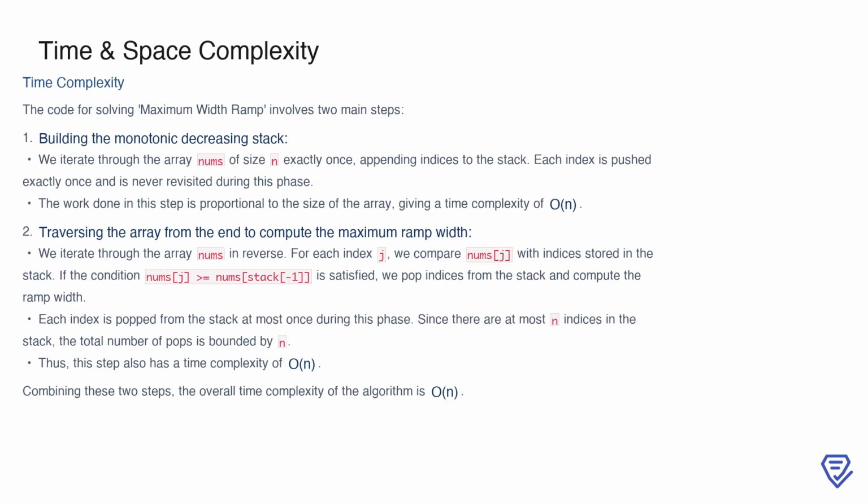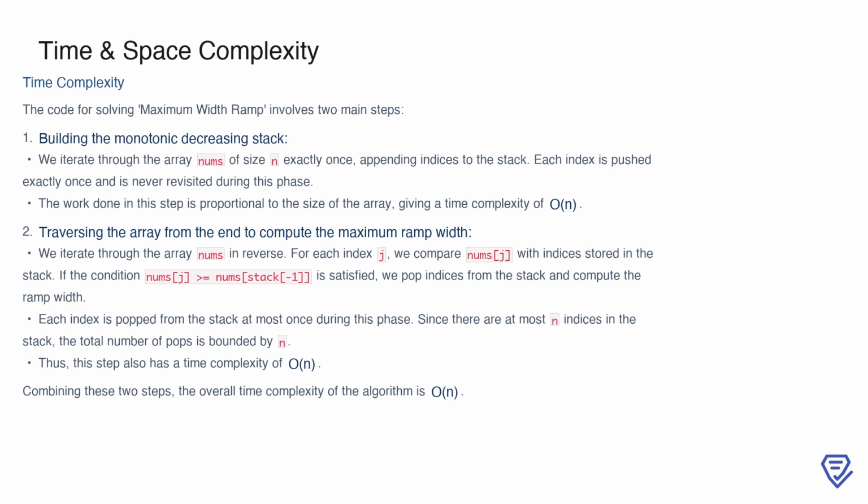To analyze the time complexity of the solution to the maximum width ramp problem, we can break it down into two main steps. First, we build a monotonic decreasing stack by iterating through the array nums, which has a size of n. During this phase, each index is pushed onto the stack exactly once and is never revisited. This means the work done here is directly proportional to the size of the array, resulting in a time complexity of O(n).